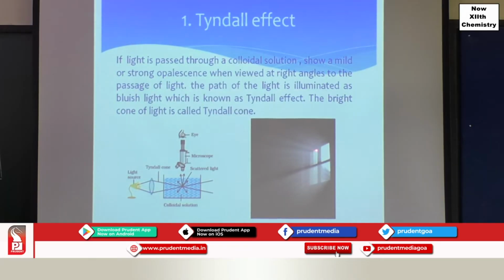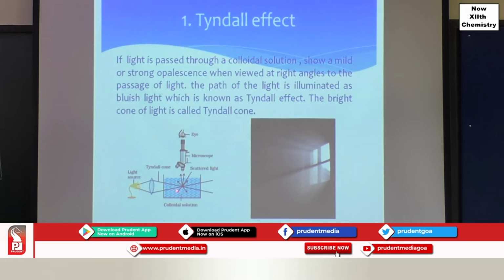Tyndall effect. See this picture on the right hand side, the light coming out from the window pane on a sunny day. This is how it looks inside the house, isn't it? You are going to get a bluish grey opalescence. This is what we can see many a times. This is nothing but Tyndall effect. So, now what is this Tyndall effect?